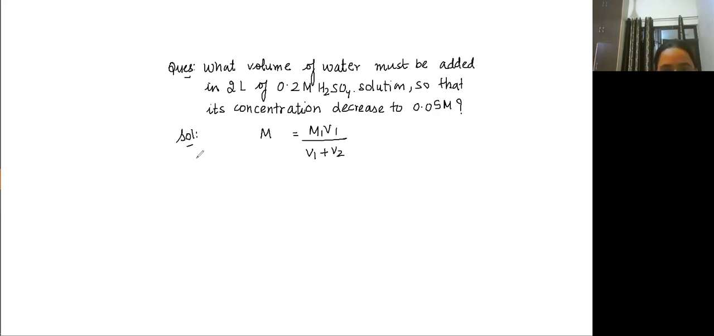Good Ayan, very good. You have to find out M1 and V1. The solution is given. What is the H2SO4 molarity? That is given. Good Shobit, good Lahari.